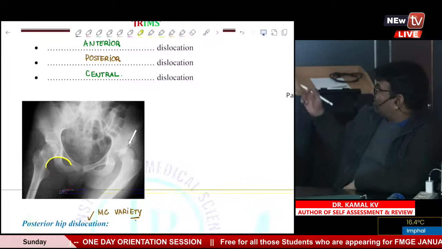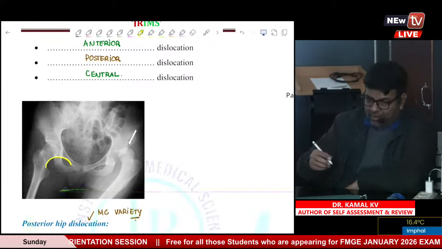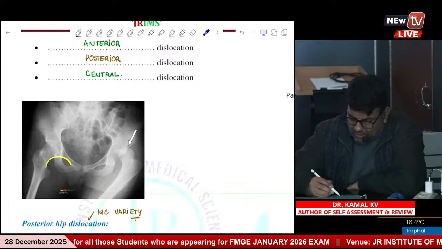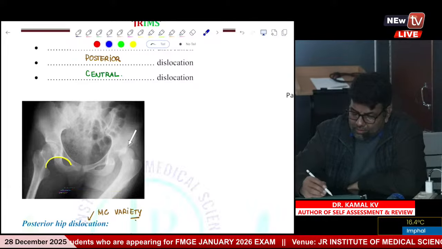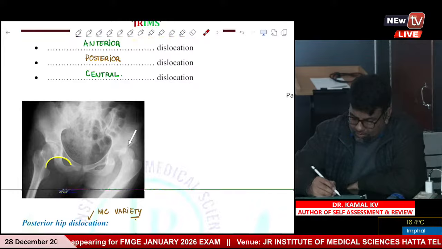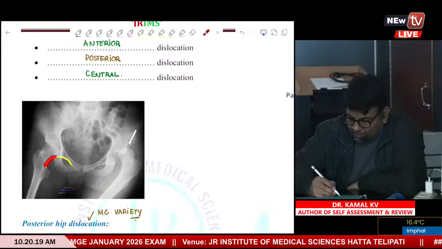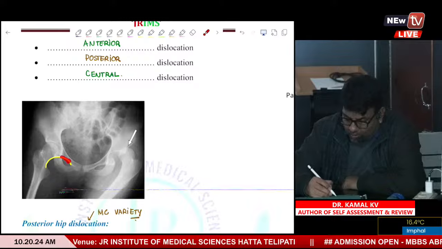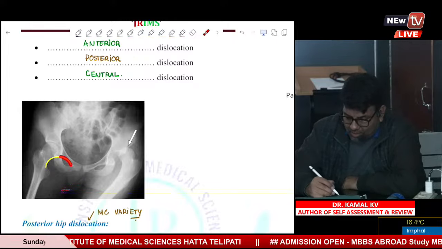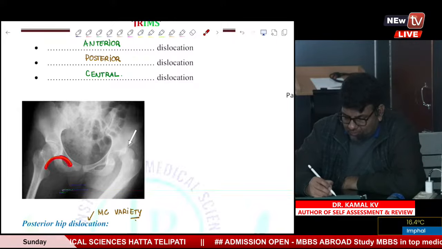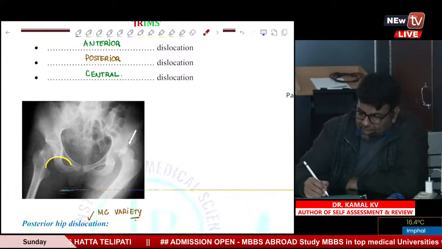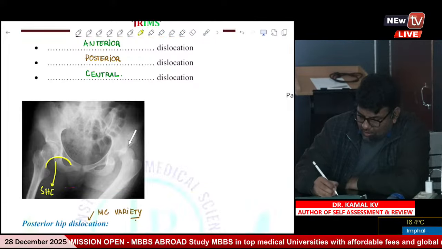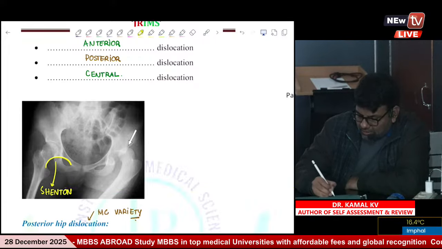Okay, what is the name of this line? Any idea? Shenton's line, very good. So, this is the medial neck of femur, okay? And this is the inferior border of the superior pubic rami. If we join these two landmarks, it forms a smooth curved line, and this line is known as Shenton's line.